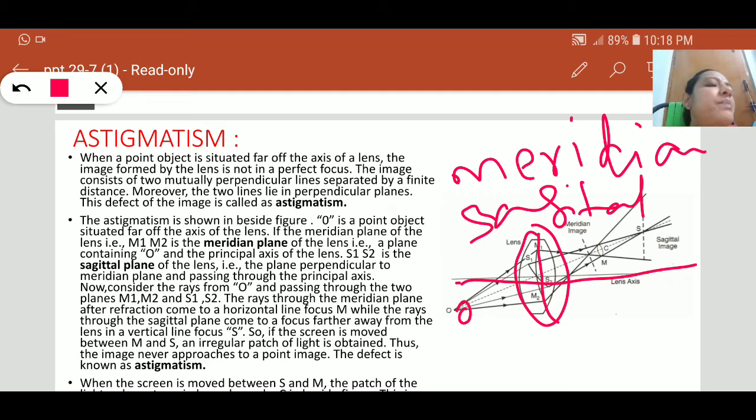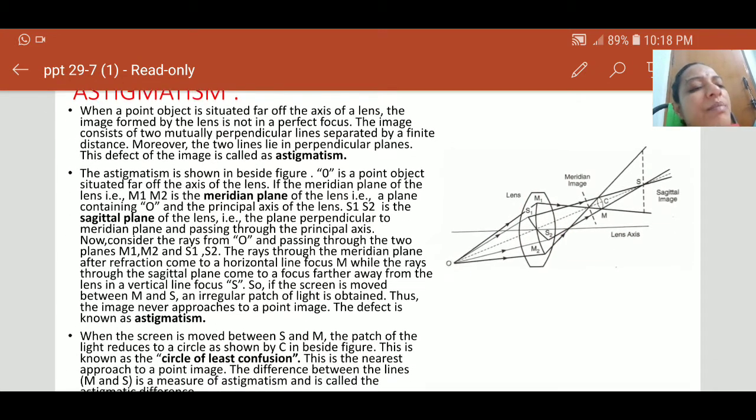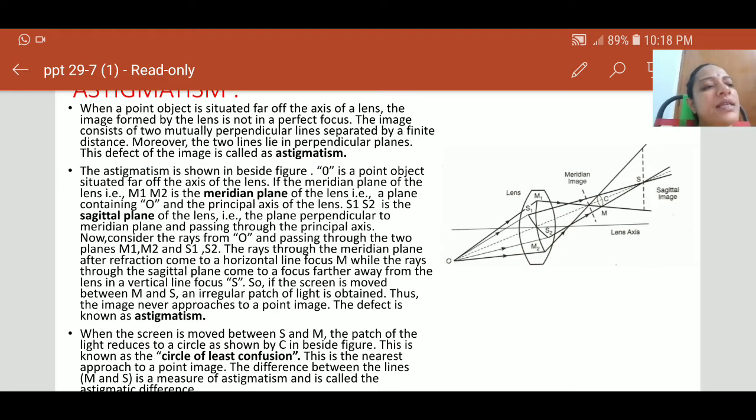The plane which is perpendicular to the meridian plane is known as the sagittal plane. So S1, S2 is for this. See here, this is M1, M2. By seeing this figure, we can understand that M1, M2 is the meridian plane, and S1, S2, perpendicular to this meridian plane, is the sagittal plane. That is, the plane perpendicular to the meridian plane and passing through the principal axis.